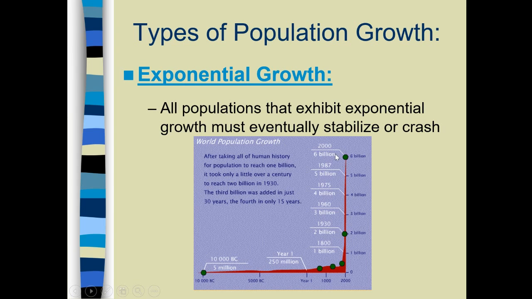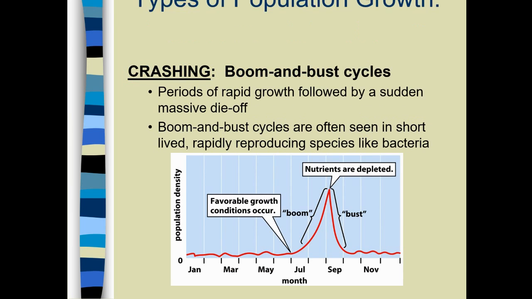This graph shows that we're at 6 billion. And actually, because this graph stops at 2000, we are over 7 billion people already. So you can see that we're definitely going through crazy exponential growth. Now, remember, I just said all populations must either stabilize or crash. A lot of scientists are very worried about this and hoping that we can find a way to stabilize our human population before we see a crash.